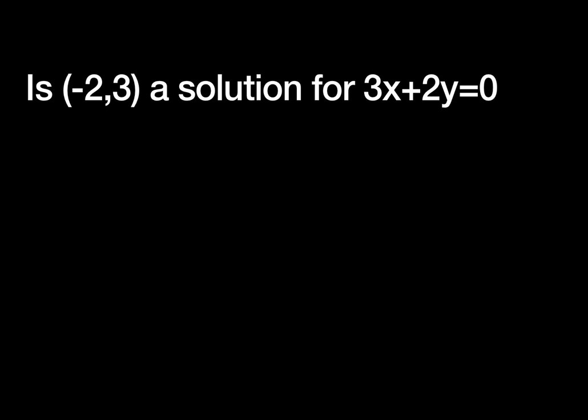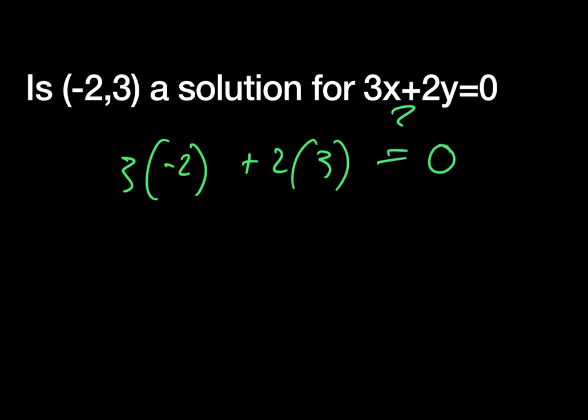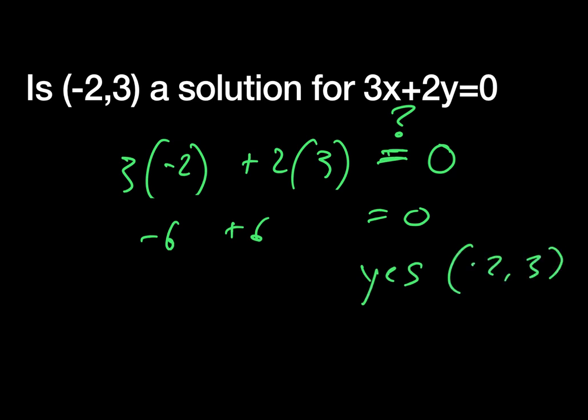Is negative 2, 3 a solution for that equation? This is a matter of substituting it in. Put that in for x and that in for y. 3 times negative 2 plus 2 times 3. Does that equal 0? That's what we're trying to find out. Negative 6 plus 6 equals 0. Yes. Negative 2, 3 is a solution.